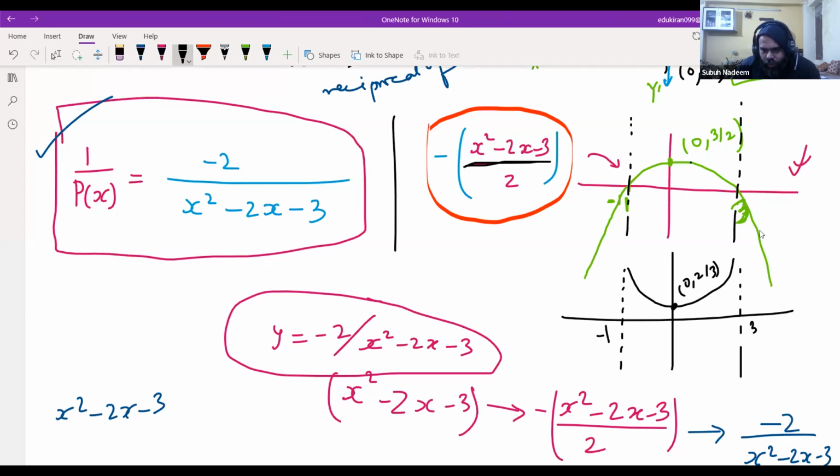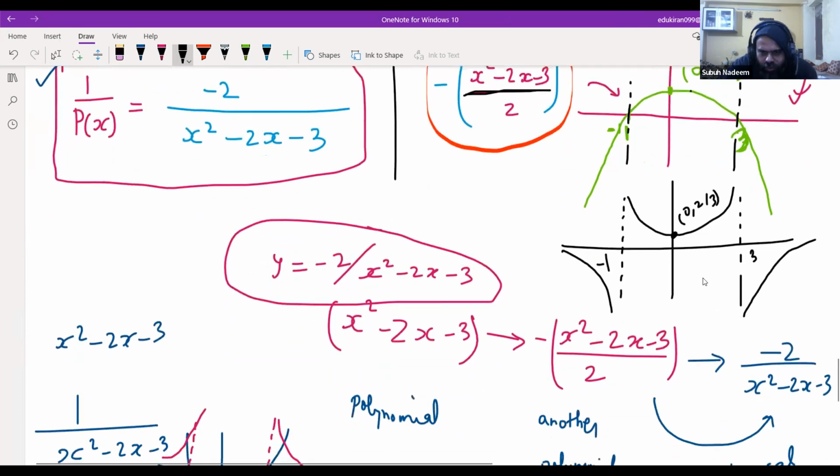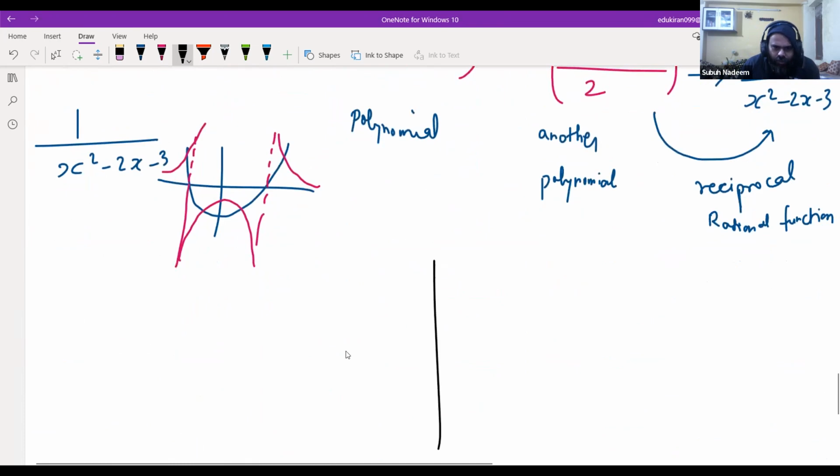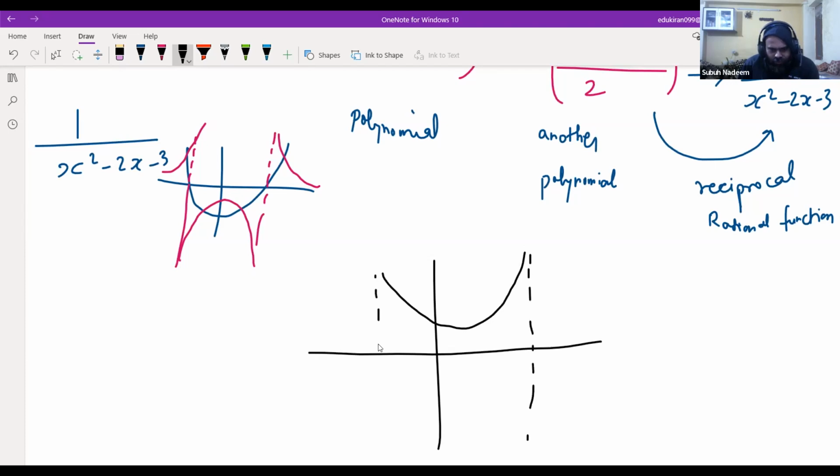Here it is from 0 to minus infinity. So we will start from minus infinity to 0. Here it is minus infinity to 0. So here we will start from 0 to minus infinity. So this will be the reciprocal graph, which is the final answer. If you want to draw both the graphs in the same one, you can draw it like this. This is this one, this is this one.